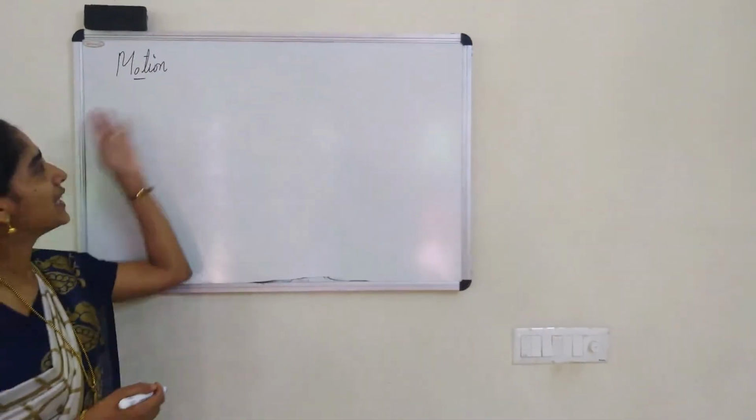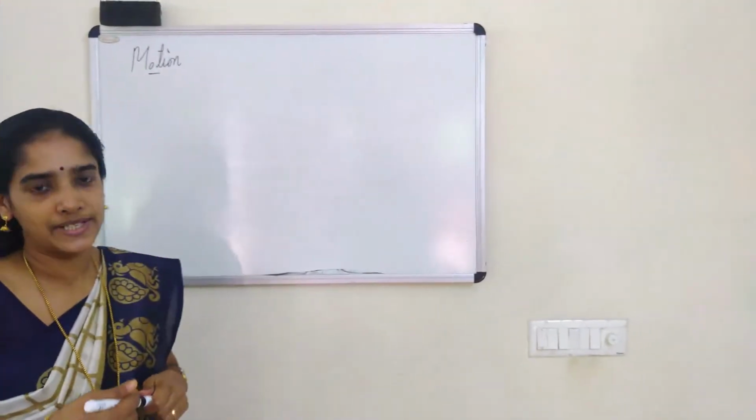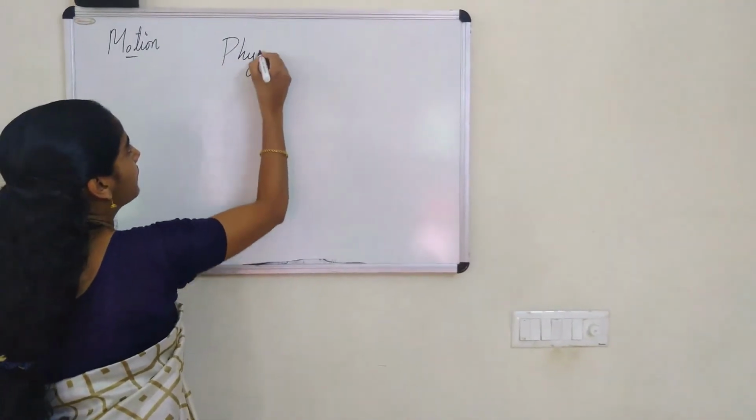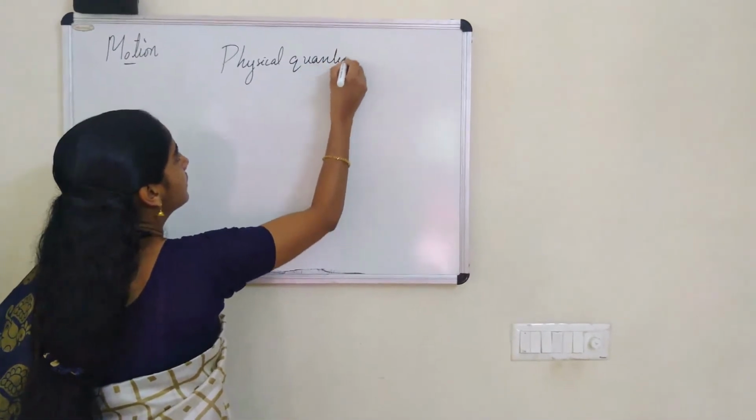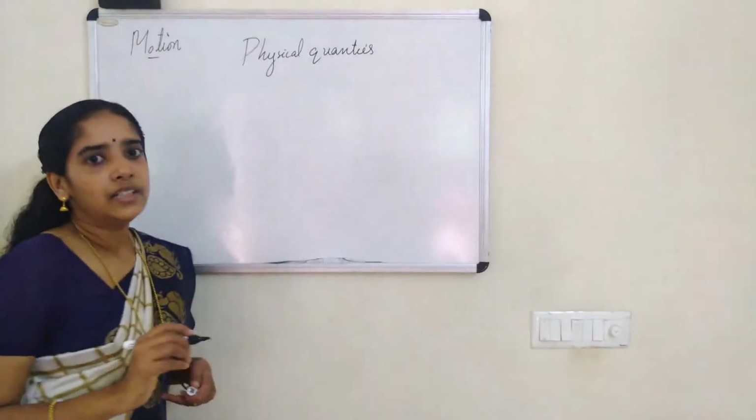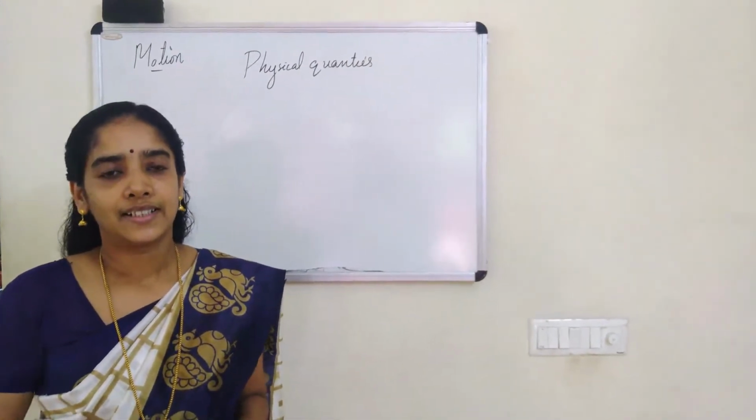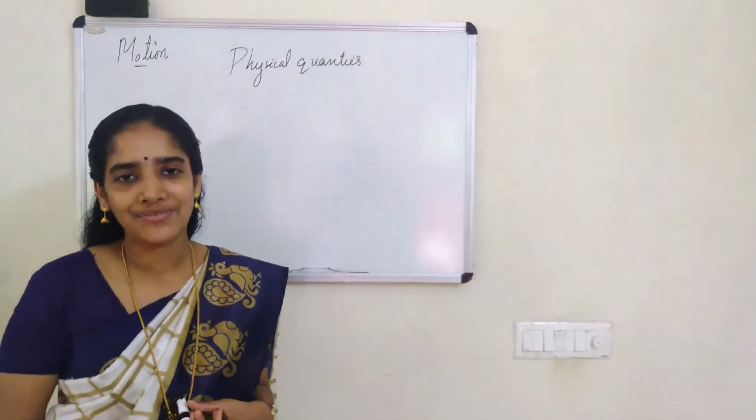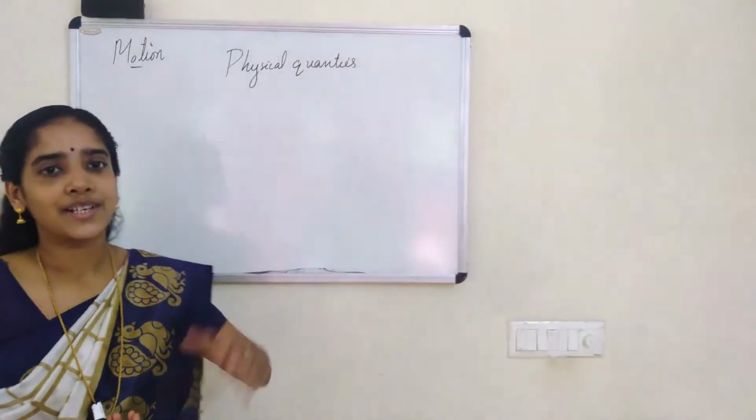So the unit name is motion. So let us start with the basic physical quantities. So what are physical quantities? So let me write here, physical quantities. Physical quantities means quantities which we can measure. Like you take the case of length, mass, time. These all terms frequently we use in physics, and we can measure all these quantities.